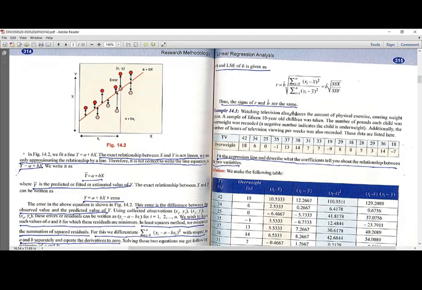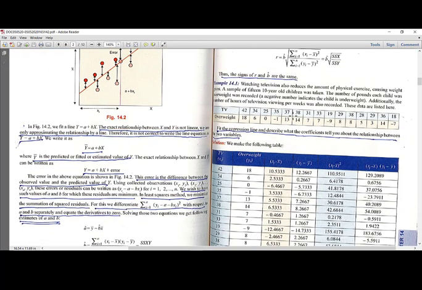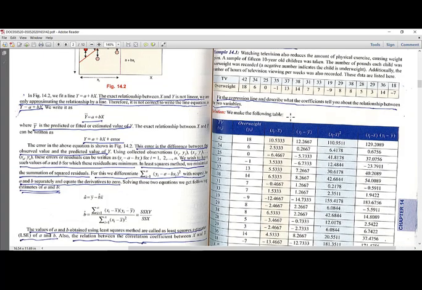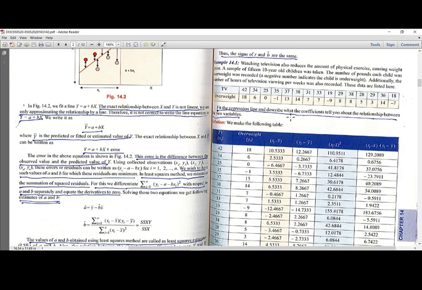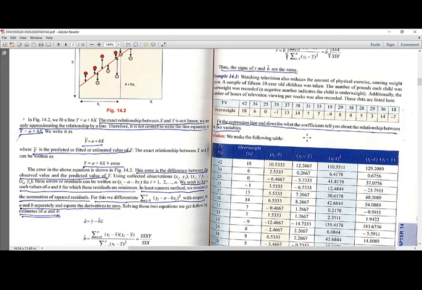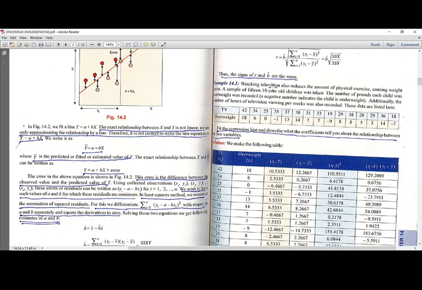Now let us try to understand this by means of an example. In this example, we have 15 observations, that means small n equal to 15. This example is related to watching television, which reduces the amount of physical exercise, causing weight gain. A sample of 15 10-year-old children was taken. The number of pounds each child was overweight was recorded. A negative number indicates the child is underweight. Additionally, the number of hours of television viewing per week was also recorded. These data are listed here.